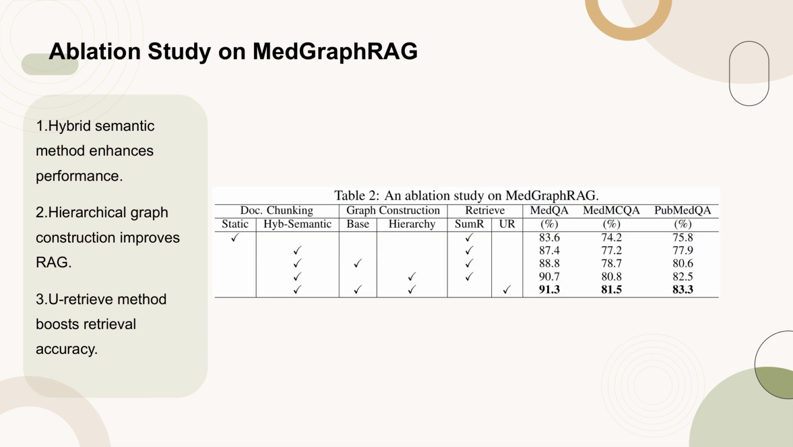Table 2 presents the results of an ablation study on MedGraphRAG, focusing on document chunking, hierarchy graph construction, and information retrieval methods. The study reveals that the hybrid semantic method significantly enhances performance compared to a purely static approach. Additionally, the hierarchical graph construction method outperforms the base graph construction method, indicating its effectiveness in improving RAG performance. Lastly, the U-retrieve method demonstrates superior performance in enhancing retrieval accuracy and relevance over the summarized retrieval method.